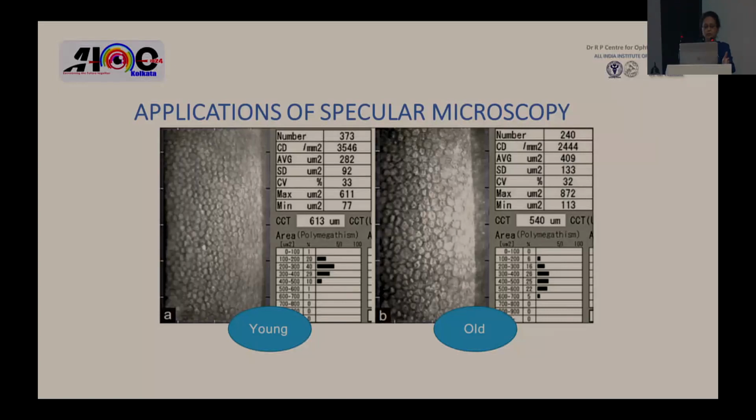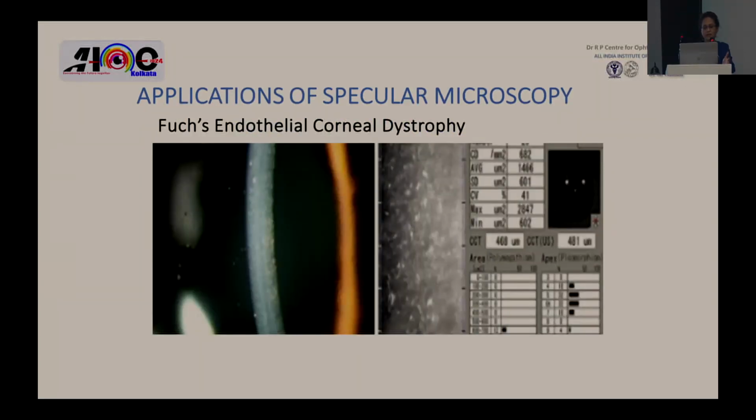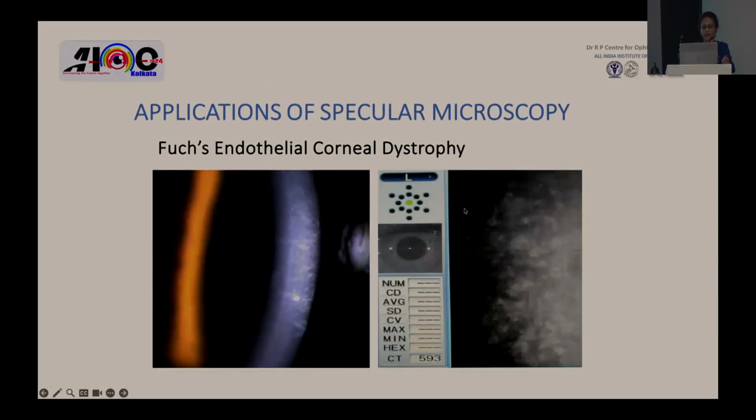Just a picture to look at how endothelial cells in a young eye are going to look, and what happens as you go. You could see the sizes of the cells vary, there's a polymegathism which you're seeing in this, which is an age-related change. Here you can see the slit lamp is showing a largely compromised endothelium, and you can see the imaging is not able to capture any cells as well.